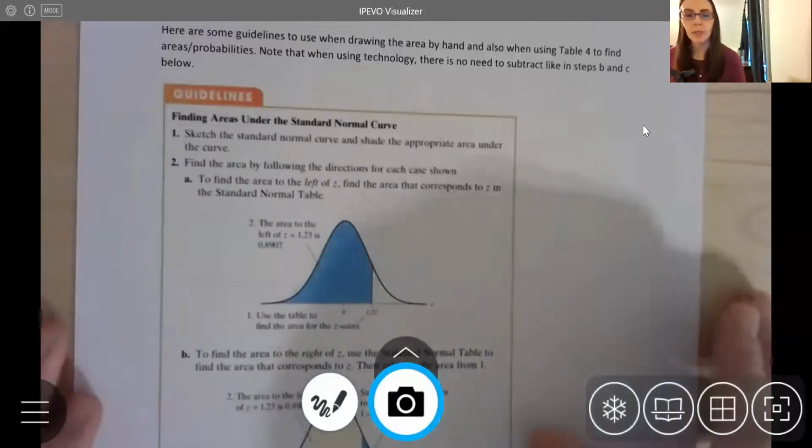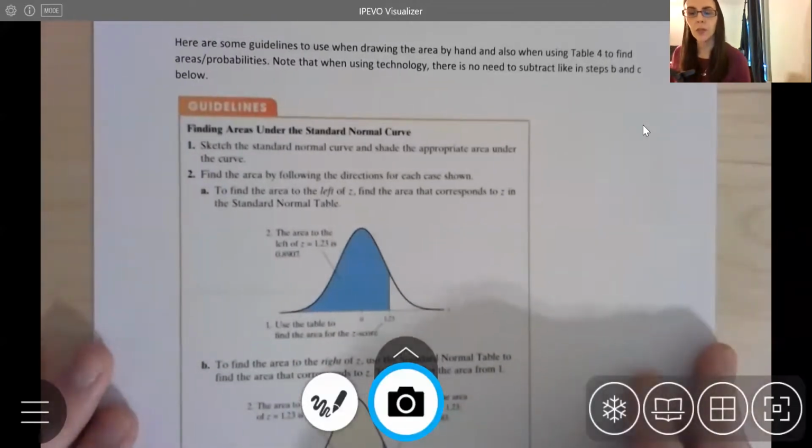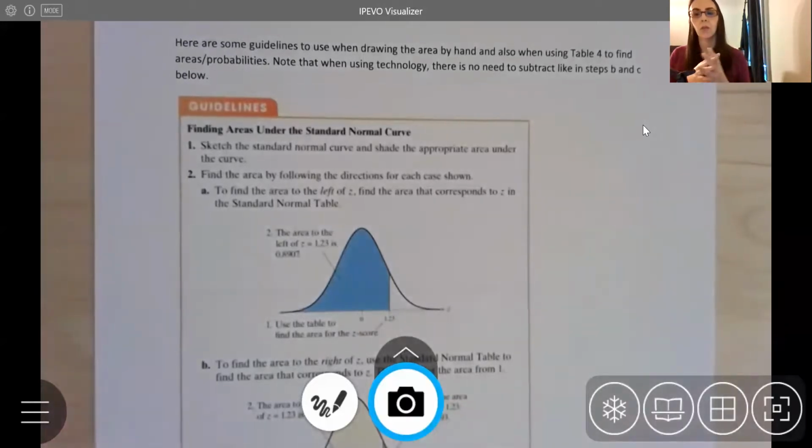So I want to do a few more examples here. Sometimes we're not always looking for the area to the left. A lot of times we're looking for the cumulative area, but not always. Sometimes we want the area to the right. Sometimes we want the area between two z-scores. So how can we find those values?